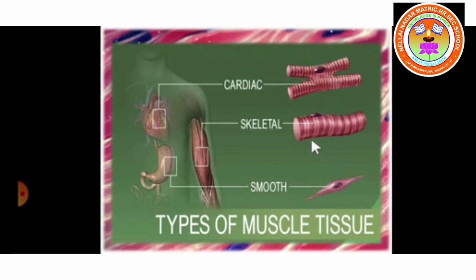According to their structure, location and functions, there are three main types of muscles: cardiac muscles, skeletal muscles and the smooth muscles. So what are the three types of muscles based on their structure, location and function? We have cardiac muscles, skeletal muscles and the smooth muscles.